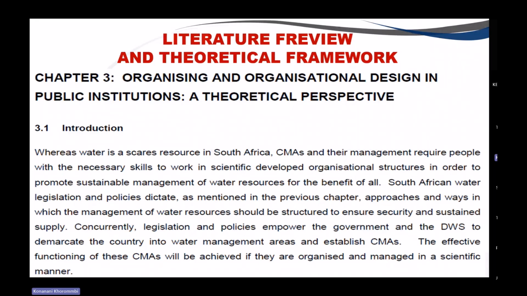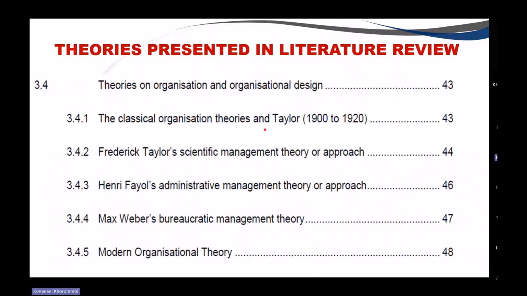They were from 4.1, from 341 to 345. The classical organizational theory and Taylor. The Frederick Taylor scientific management theory or approach. It has also to do with organization and organizational design. Henry Fayol's administrative management theory or approach also has to do with organizational design. Max Weber's bureaucratic management theory, as well as modern organizational theory, all of them.